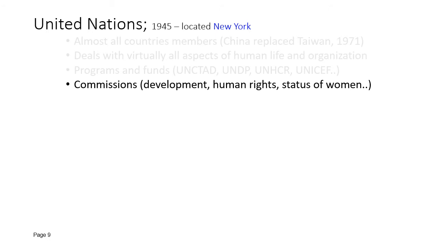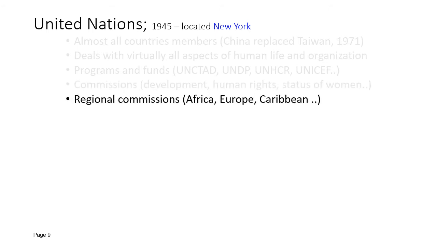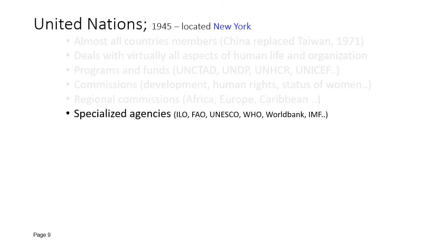They have lots of commissions that are in place, and these commissions are tasked at looking at development, human rights, and the status of women, amongst various other things that are deemed important. And then they also have regional commissions that look at the state of Africa, Europe, and Caribbean. And that's all in terms of the trade in those countries, the value of life, and all other aspects of human life and organization inside those regions.